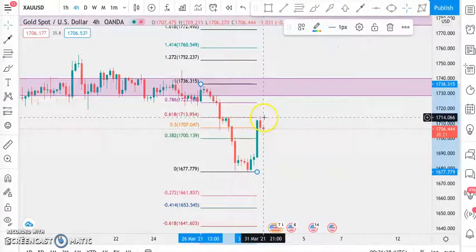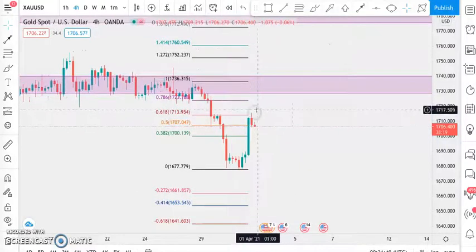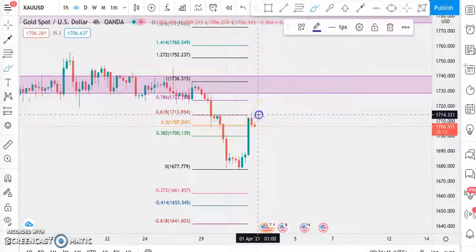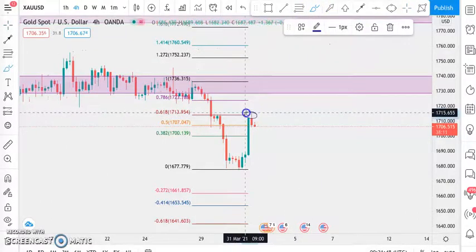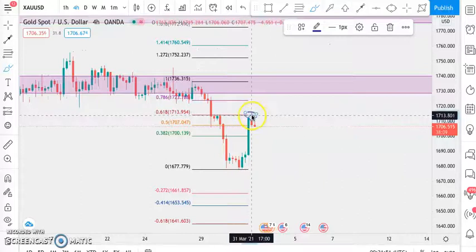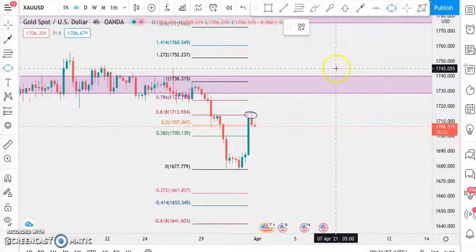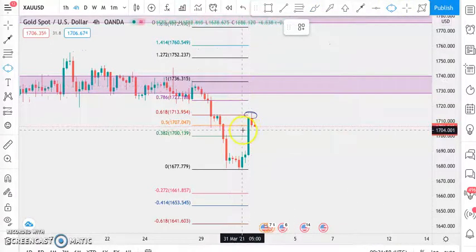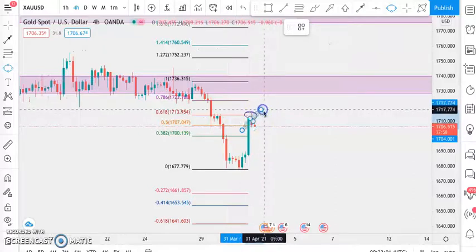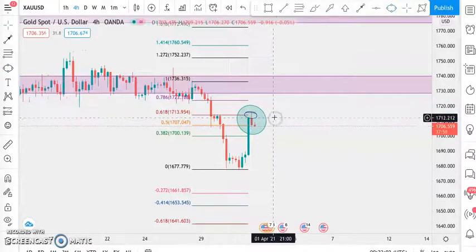and we can see how the market has just tested the 61.8 Fibonacci retracement level and is already rejecting that area to the downside. So inside of here is where we should be looking for our shorting opportunity right now.